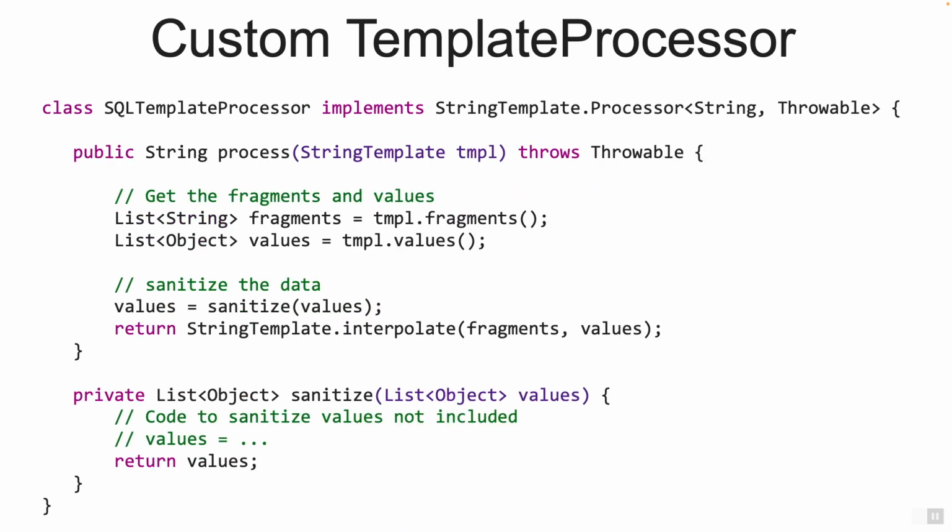Here's an example on the screen, which is a SQL template processor, which also implements the processor interface. If you see the implementation of the process method, it takes the string template, takes the fragments, takes the values, and we need to sanitize the values to make sure things are fine. So it passes through a method called sanitize and returns a similar list, but with sanitized values. That way, you cannot do any kind of SQL injection attacks.